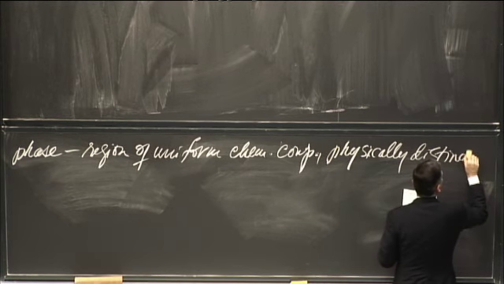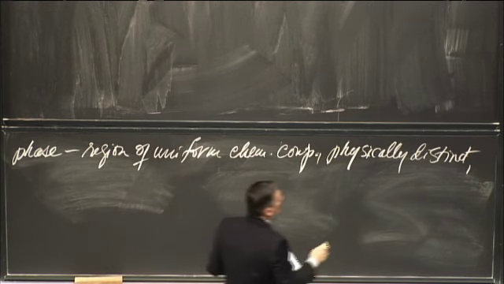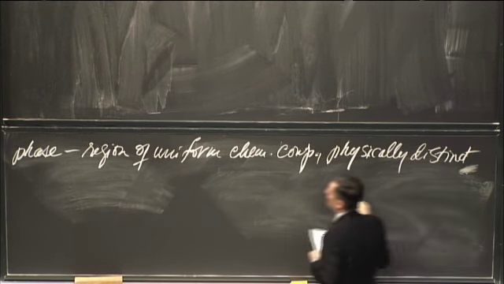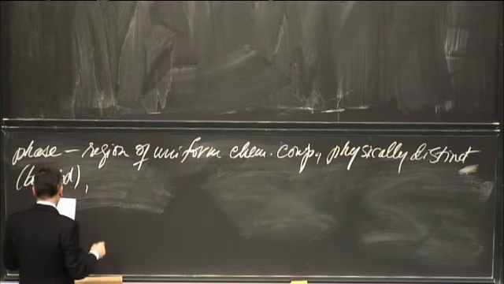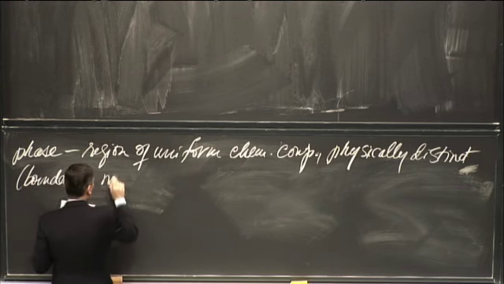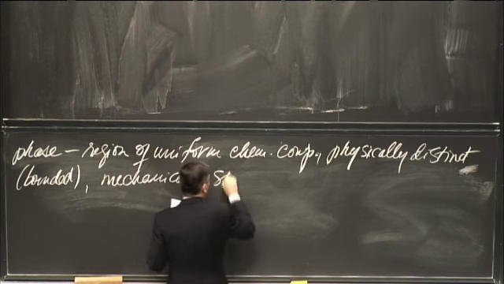It's physically distinct, and in the extreme case, so that means it's bounded. If it's physically distinct, that's a fancy way of saying that you can put a boundary around it. It's bounded. And then the other property that it has, it's mechanically separable in the extreme. Mechanically separable.